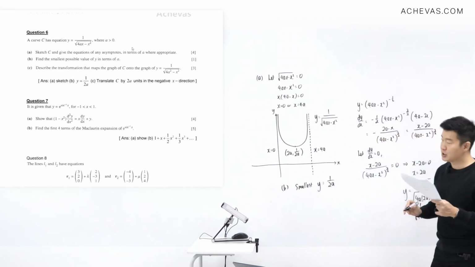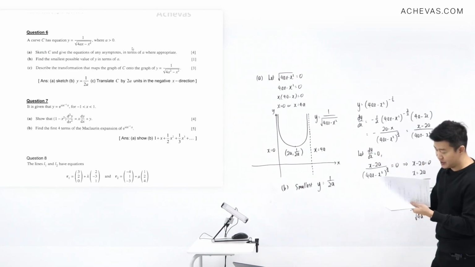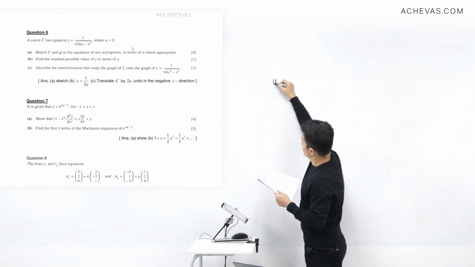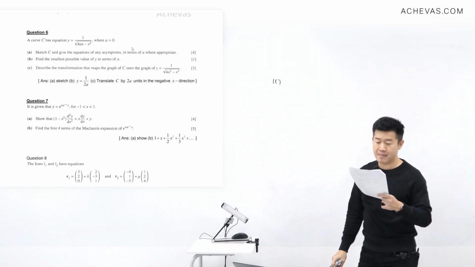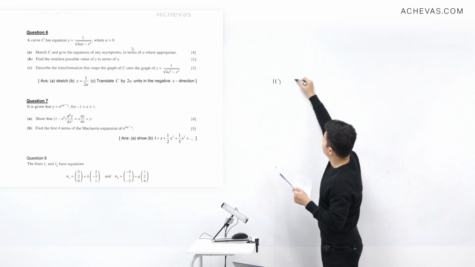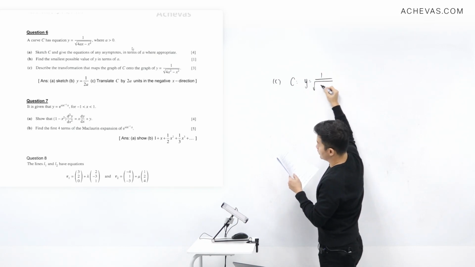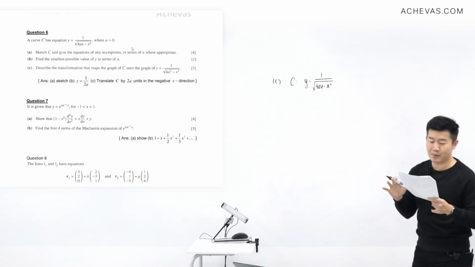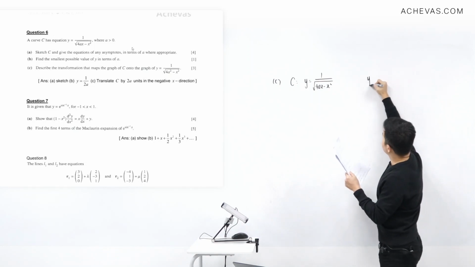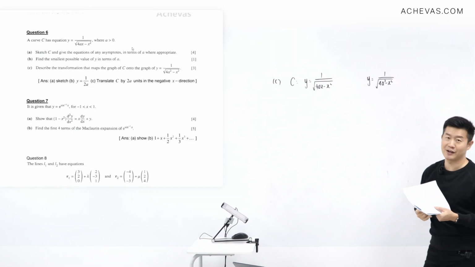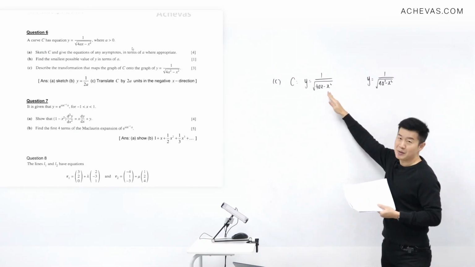As for C, transformation, I don't think I will need this graph, so let me erase my solution here, okay? So for C, we are supposed to transform and map the graph of C. Let me write down: the graph of C looks like this. y is equal to 1 over the square root of 4ax minus x squared. So this is supposed to be mapped onto the other graph, which looks like this. y is equal to 1 over the square root of 4a squared minus x squared. Okay, and this really requires us to think a little bit. How will this be mapped to this?